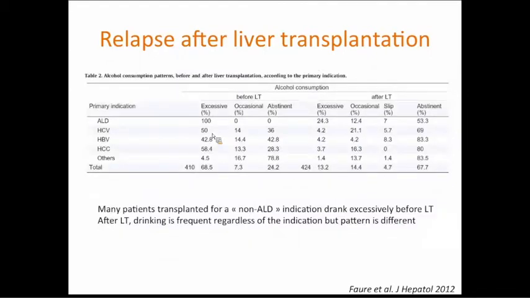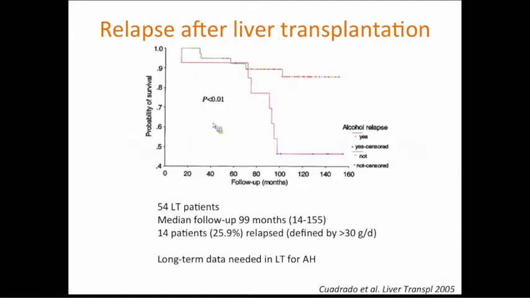In this situation, this was observed for alcoholic hepatitis patients, alcoholic cirrhosis patients, but also for patients who had a non-alcoholic liver disease indication for liver transplantation. Very important to keep that in mind. The pattern is different. Of course, we had more heavy drinkers in patients transplanted for alcoholic cirrhosis as compared to the other indications. Similar results from the Quadrado paper published 12 years ago. The impact seems to start after 5 years, so long-term data are needed.